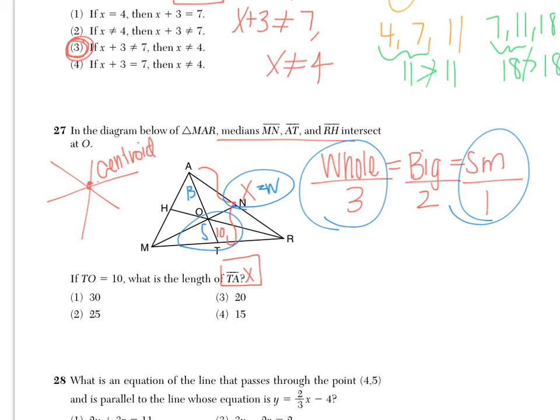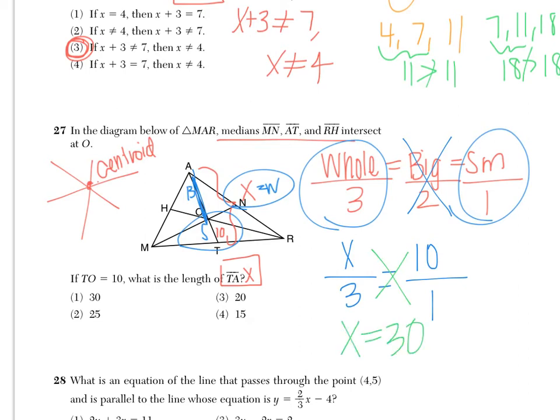Where the whole goes over 3, small goes over 2. I don't care about big. I'm not looking for AO. And the big and the small are all relative to the size. Big means bigger, small means the smaller. So here we have the whole is represented by x over 3 equals the small, which we know is 10 over 1. In order to solve proportions, you simply cross multiply, so we have x equals 30, which means that TA is equal to 30.